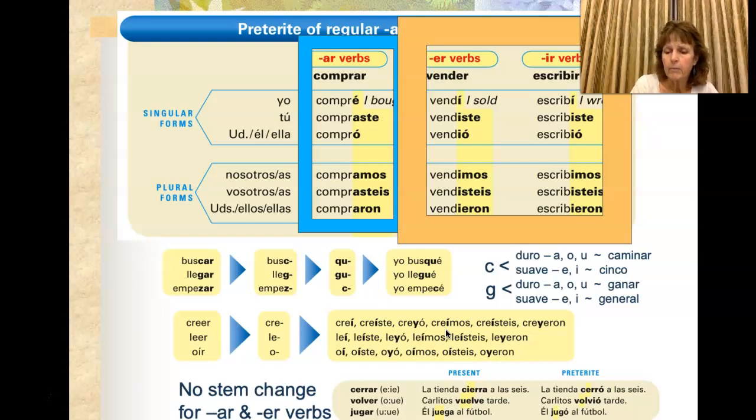In the preterit. And the last thing that we learned in Spanish 1 was that for AR verbs and ER verbs that had stem change in the present, there is no such thing in the preterit. So cerrar, which did have a stem change in the present, in the preterit, it does not. Cerró, volvió, jugó. Okay, that was Spanish 1.